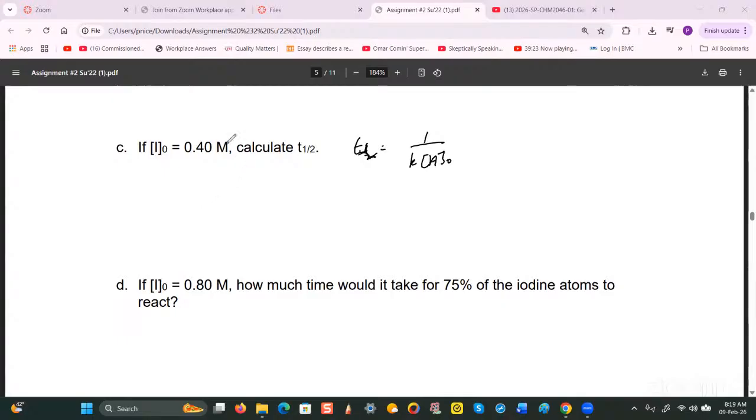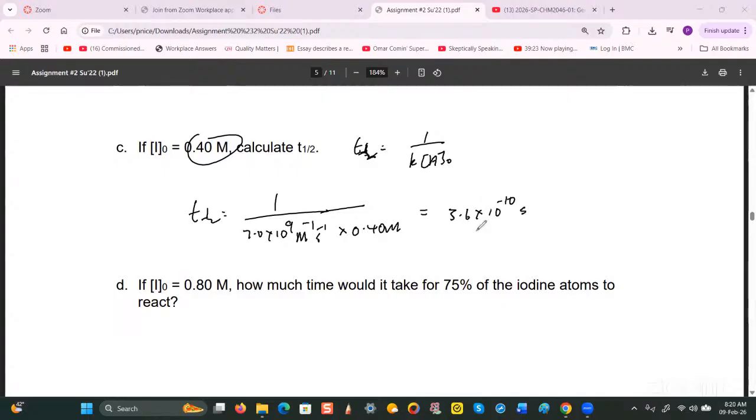So all we have to do is plug in 0.40 and the K value, and we get half-life equal to 1 over the K value, which is 7.0 times 10 to the 9 M to the minus 1 s to the minus 1, times the initial concentration of A, which is 0.40 M. According to my calculation, this works out to 3.6 times 10 to the minus 10. The units are seconds, because the molarity cancels out. This is what you're going to end up with.